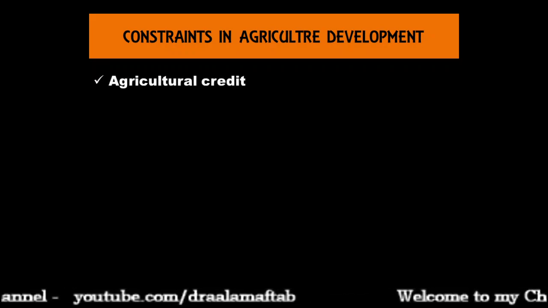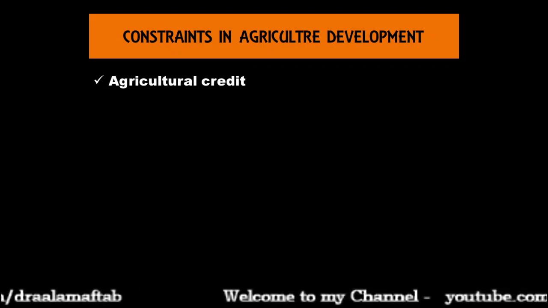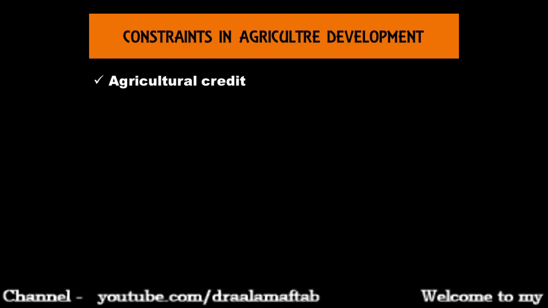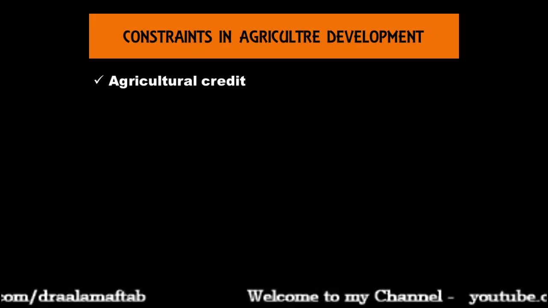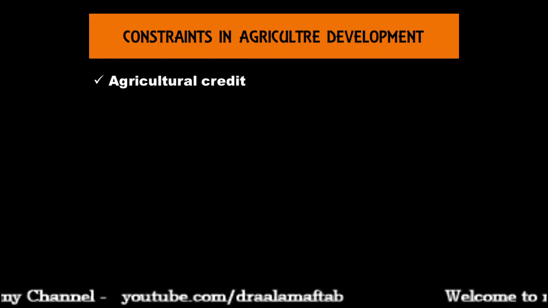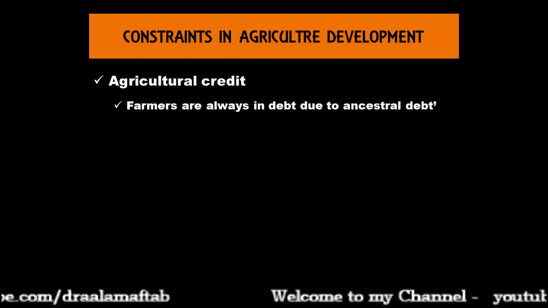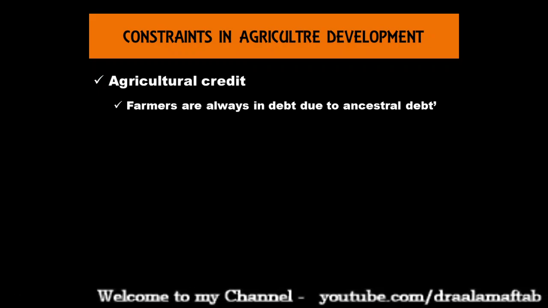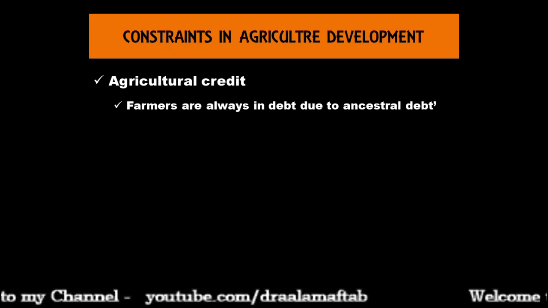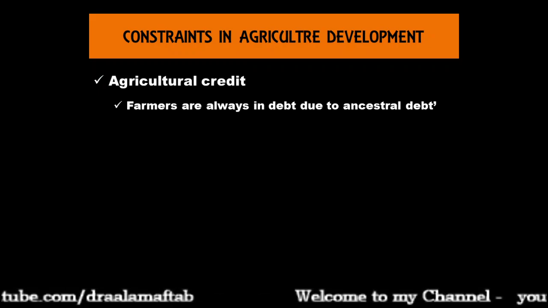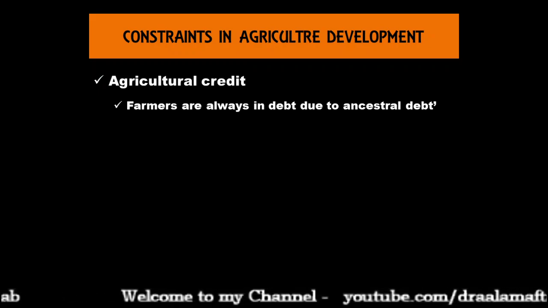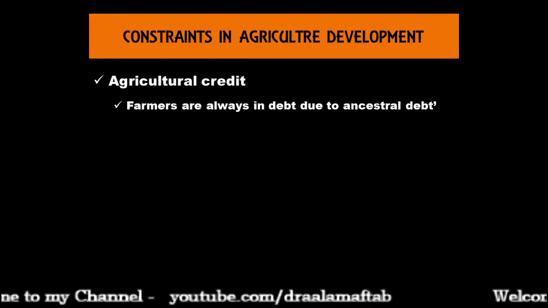Next important constraint in agriculture development is agriculture credit. The typical Indian farmer is almost always in debt. The farmer is a perennial debtor. Once the farmer falls into debt due to crop failure or low prices of crops or malpractices of moneylenders, he can never come out of it. In fact, a large part of the liabilities of farmers is ancestral debt. So, along with his landed property, he passes on his debt to his successors.